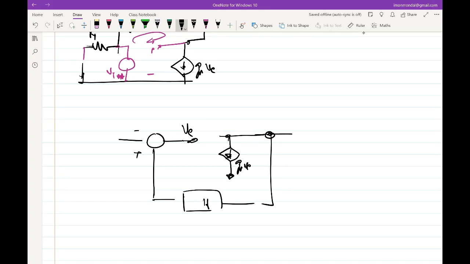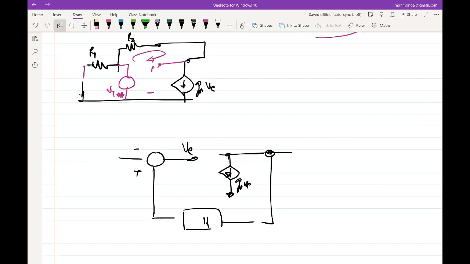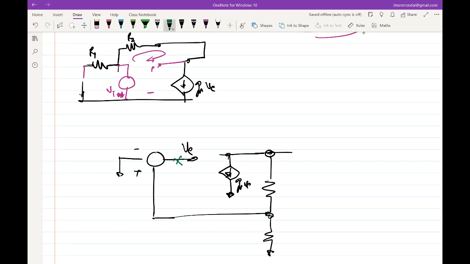So in this case, do you think the equivalence of the circuit on the top and the bottom is this, right? So when I break the loop, I'm breaking the loop here. And what I did in class the other day was I applied a test voltage here.